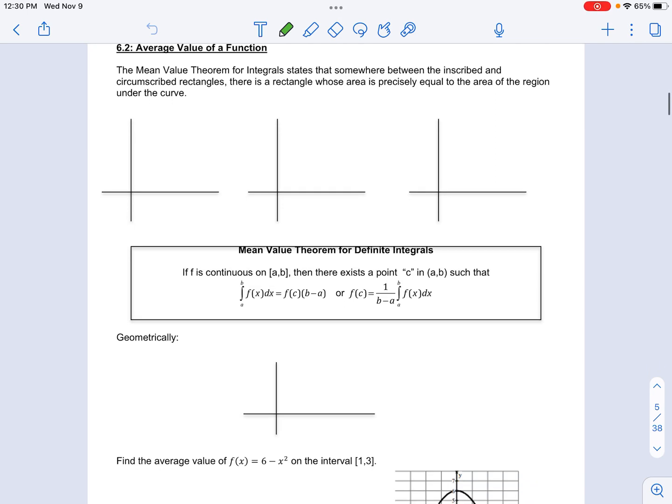The mean value theorem for integrals states that somewhere between the inscribed and circumscribed rectangles, there is a rectangle whose area is the same as the area of the region underneath the curve. So let's look at a picture to clarify this a little bit more.